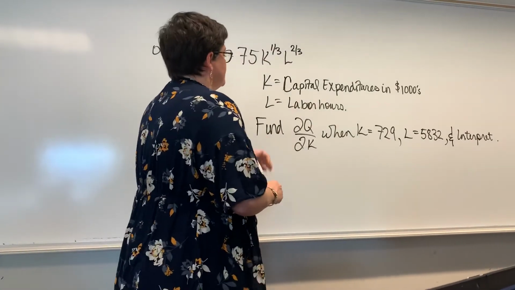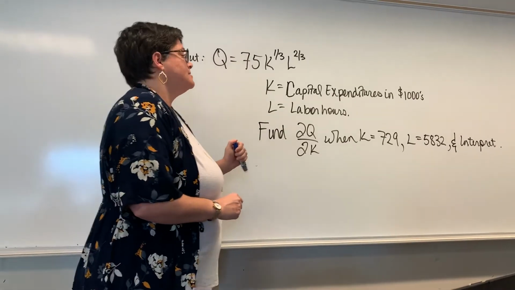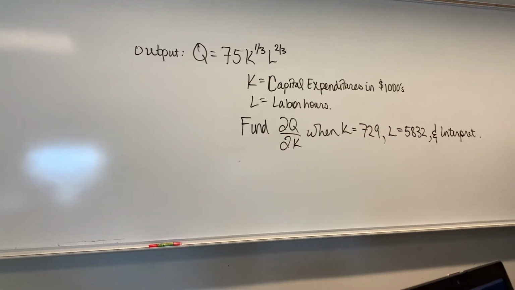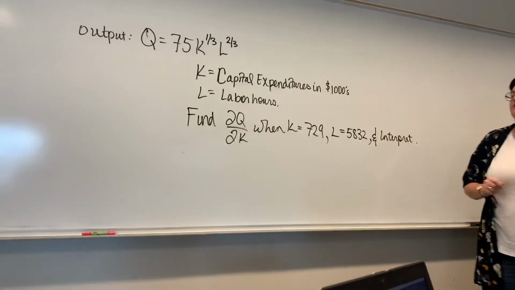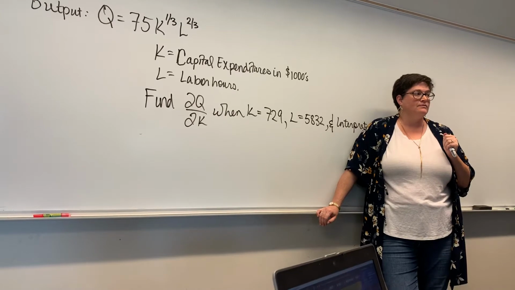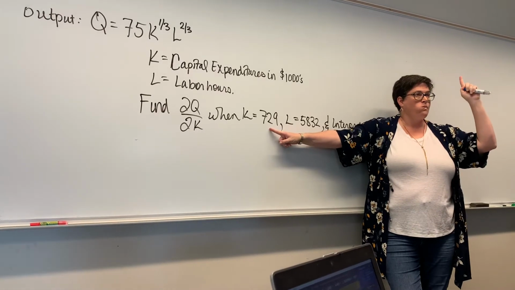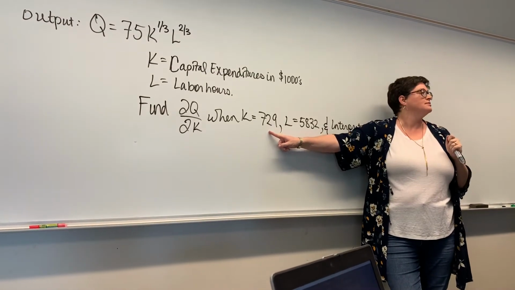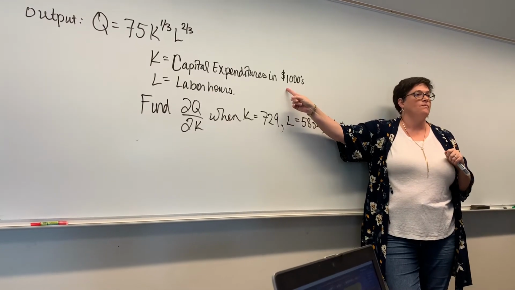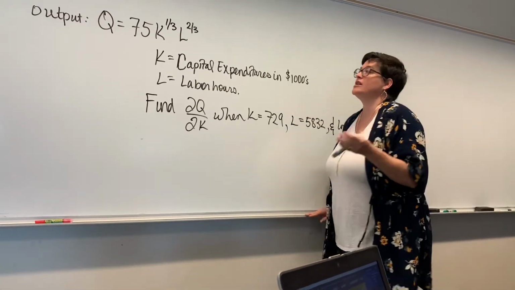And the second thing is, what's my variable? K. So what's constant? L. So I'm holding labor constant at 5,832 hours. What am I varying capital expenditures by? $1,000. Because if K goes up by 1, it's actually going up by 1,000, isn't it? Right? So we've got to know that. That's the first tricky thing. It's not a trick, but it is tricky.